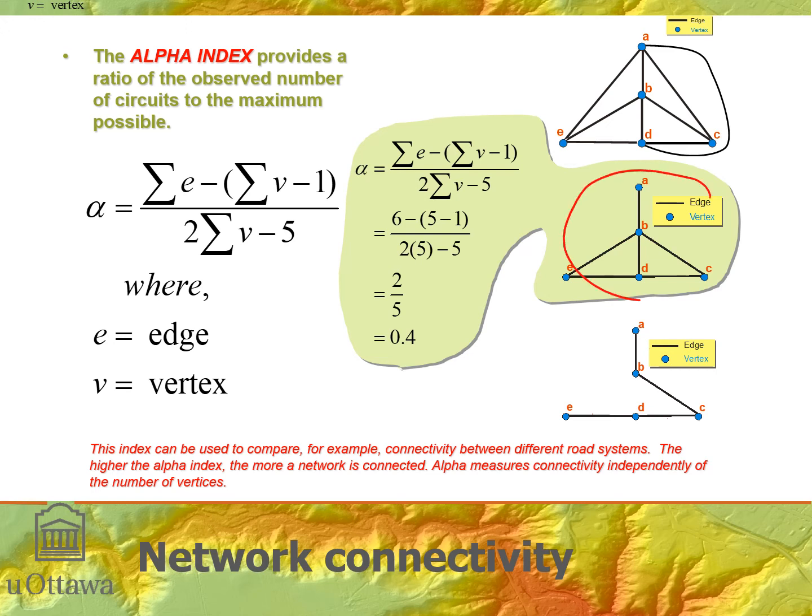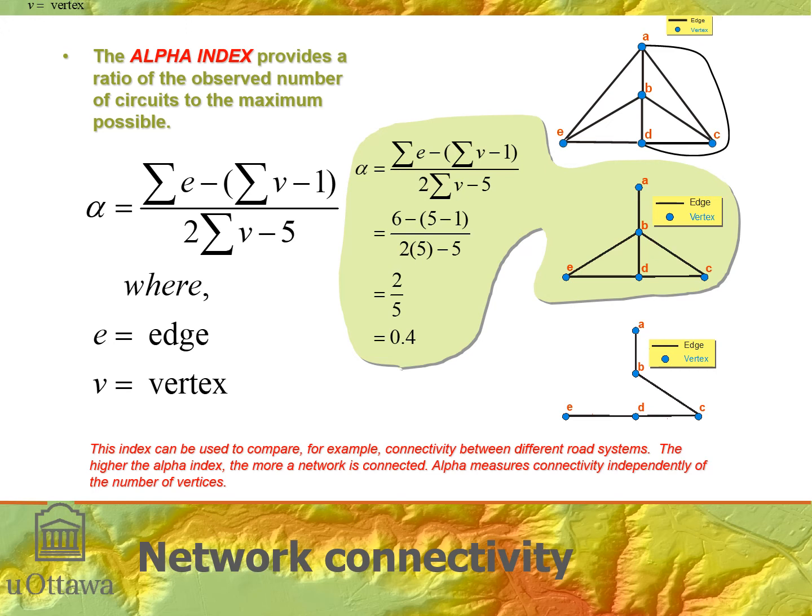And just working it out again for this one, we already know we observe 2, and there are 5 possible ones, and that gives us a 0.4. And that's almost like the gamma index, right? It was also 0.444, but this is 0.4. So you can think of that as being, well, it has slightly less than half the maximum number of circuits. And circuits are important because it tells you how you can get back to the place you started.